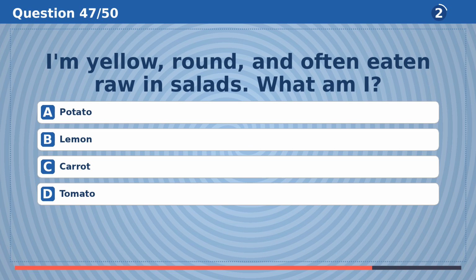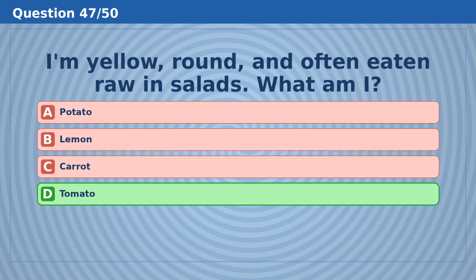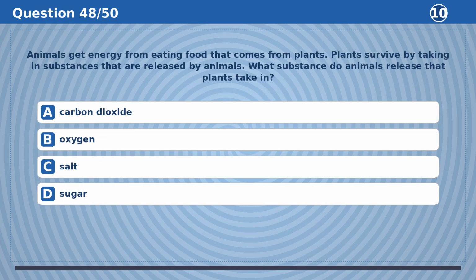I'm yellow, round, and often eaten raw in salads. What am I? The answer is D, tomato.